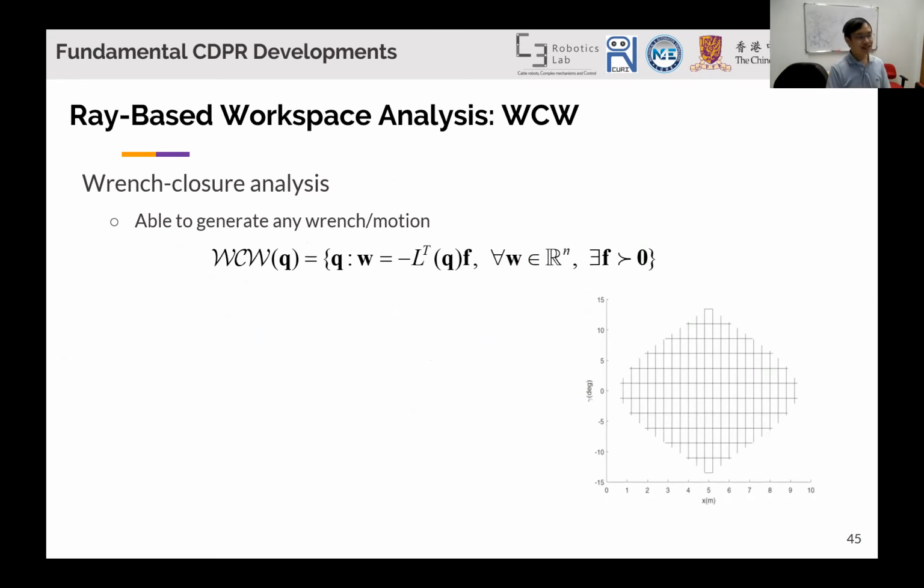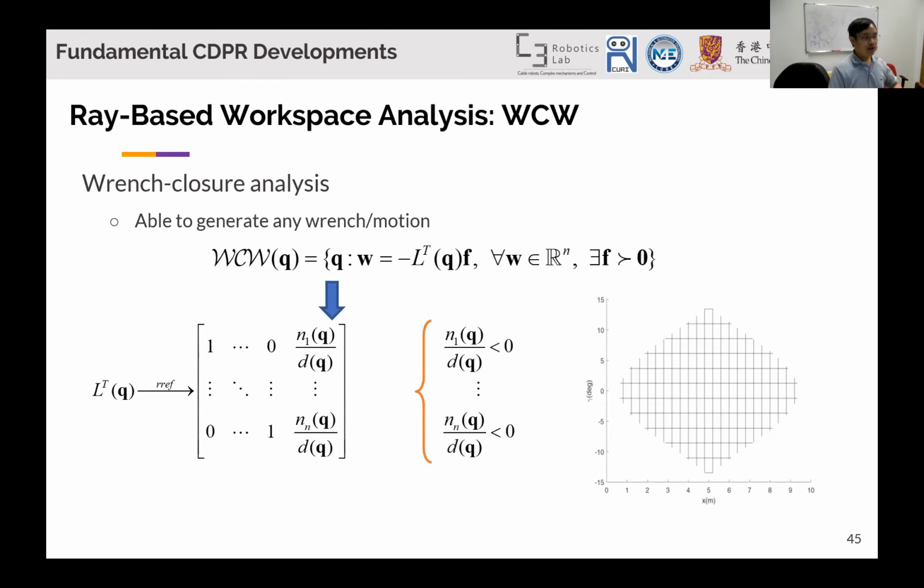Wrench closure analysis is a common one. It represents a condition in which the cable robot can generate wrenches in any direction, in arbitrary magnitude, if I have infinite cable force. So we do the analysis by looking at the row reduced echelon form of the Jacobian of the cable robot, which is common. Then the condition is, as long as the last column is all negative, then the cable robot is within the wrench closure workspace. So that's a very well-known condition prior to our work.